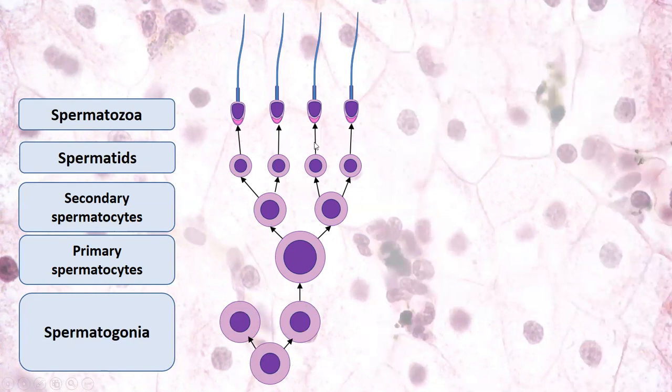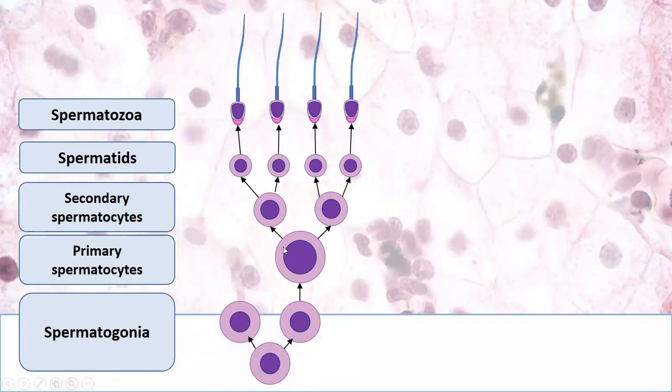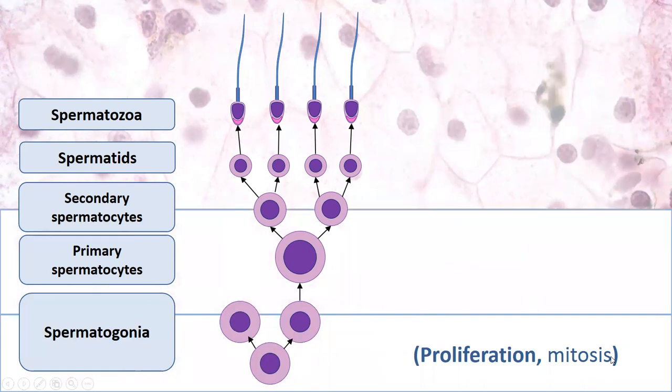So let's look at how it's provided. First of all, let's look at the stages of spermatogenesis. The first stage of spermatogenesis is called proliferation or mitosis. Second is spermatocytogenesis. It results in the formation of spermatocytes.